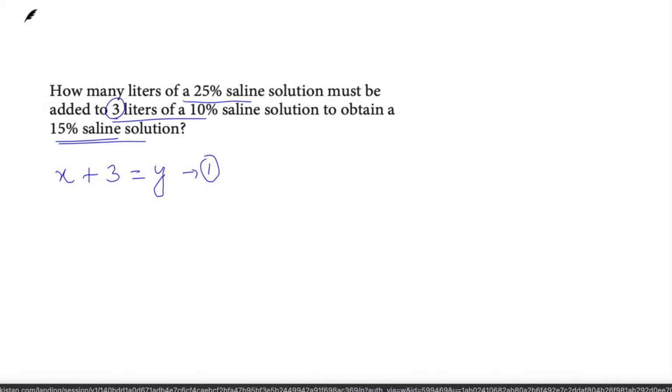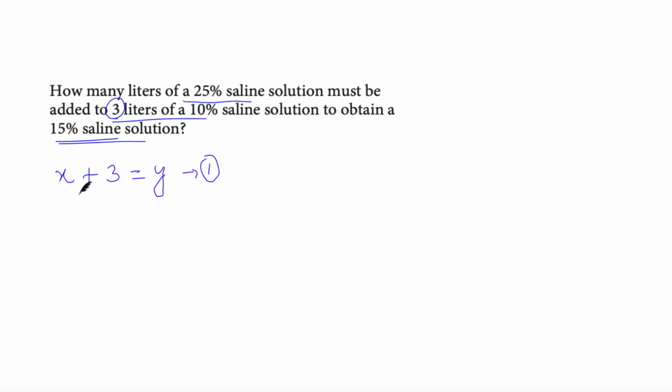Now we need to look at our second equation, which will be of percentage. So how many liters of a 25% saline solution becomes 0.25x plus 0.1 into 3 equals 0.15y. There you go. Now you know what you have to do. You simply have to replace y with this and you will have your equation that you have to solve.